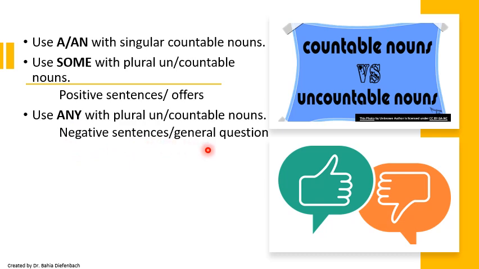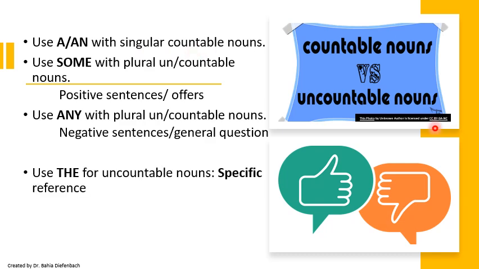And when we have a general question, is there any coffee left? Is there any coffee left? Yes, so it's a general question. So this is when you use some or any. Remember, it should be plural nouns, countable or uncountable. In this case, singular, only countable nouns, we use a and an.